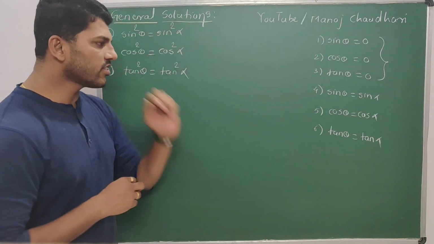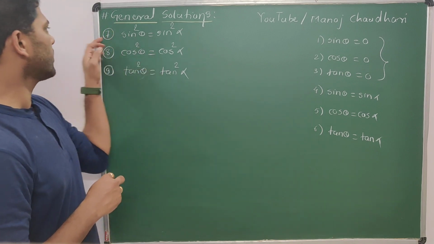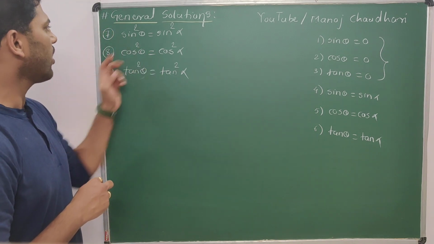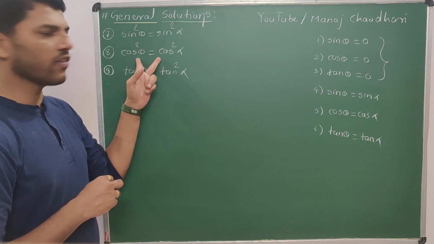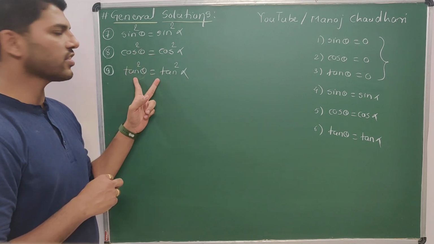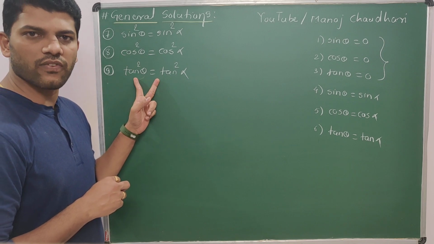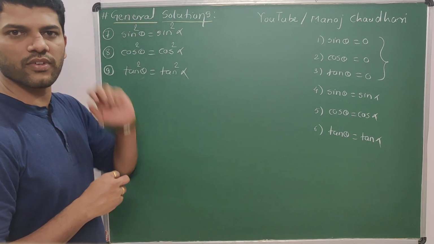Now, next 3 cases after the 6, next cases 7th, 8th and 9th are square cases. Sin square theta equal to sin square alpha, cos square theta equal to cos square alpha and tan square theta equal to tan square alpha. So let's see the case number 7.